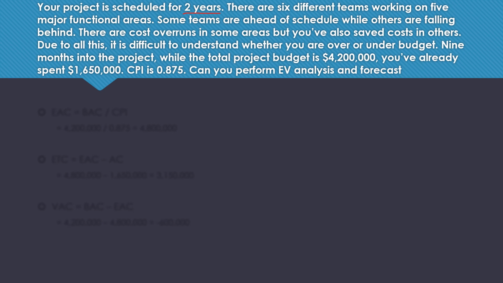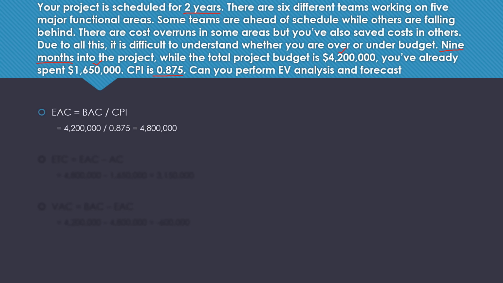You are 9 months into the 2 year project, while the total project budget is 4,200,000 US dollars. You have already spent 1,650,000 US dollars. The value of CPI is given in the question itself. Can you perform EV analysis and do some forecasting? All right, so let's start off by calculating the EAC here.